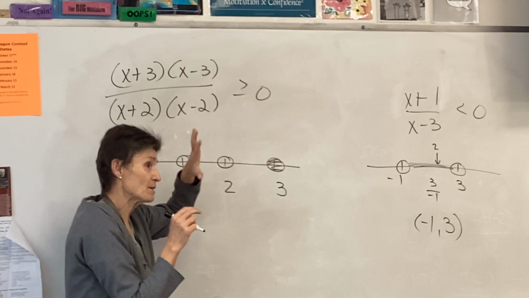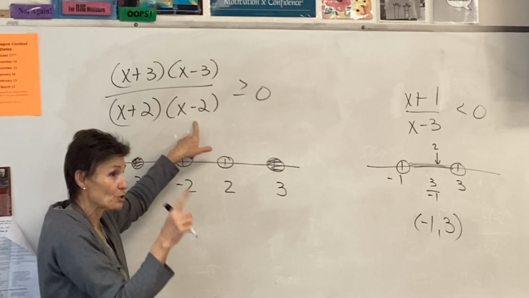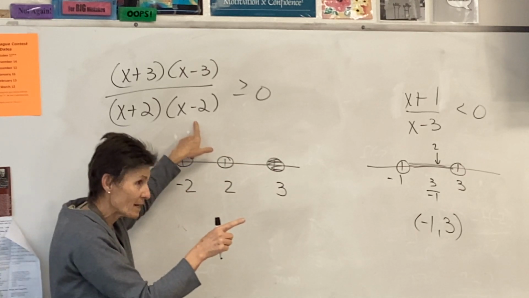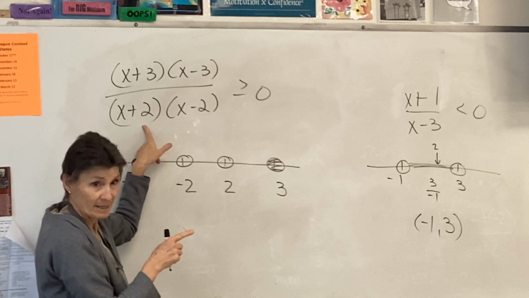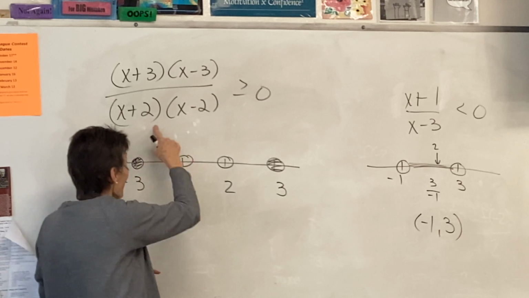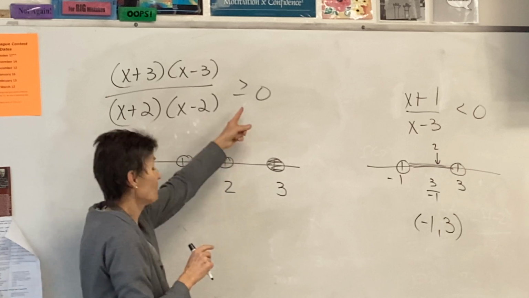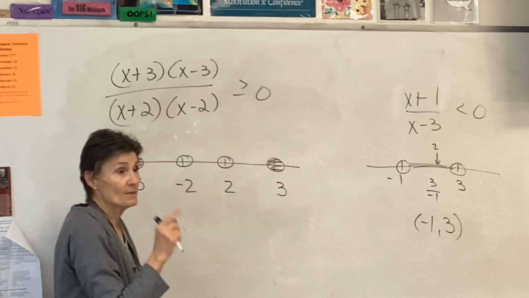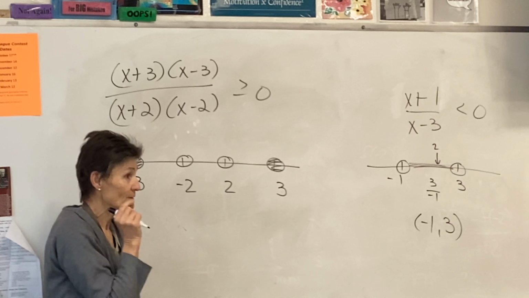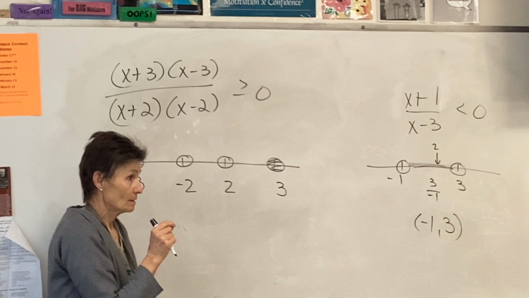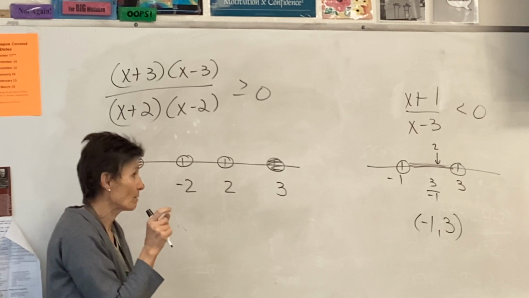Because remember all that domain conversation we had? X cannot be 2, right? Because it's in the denominator. X cannot be 2. X cannot be -2. So if the dot is coming out of the denominator, no matter what the symbol is in the problem, the dot is going to be open if it's coming in the denominator. All right, everybody, that's a kind of a tricky little thing you have to remember.